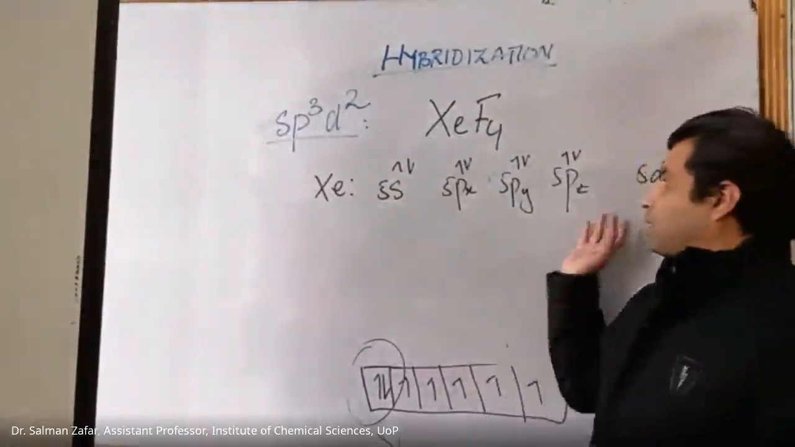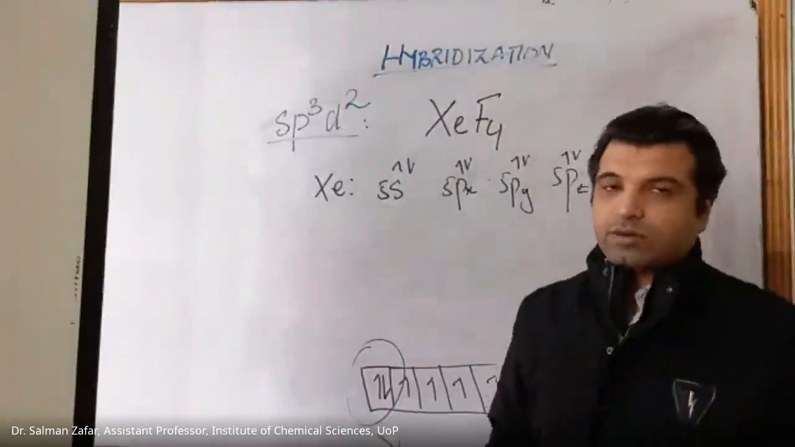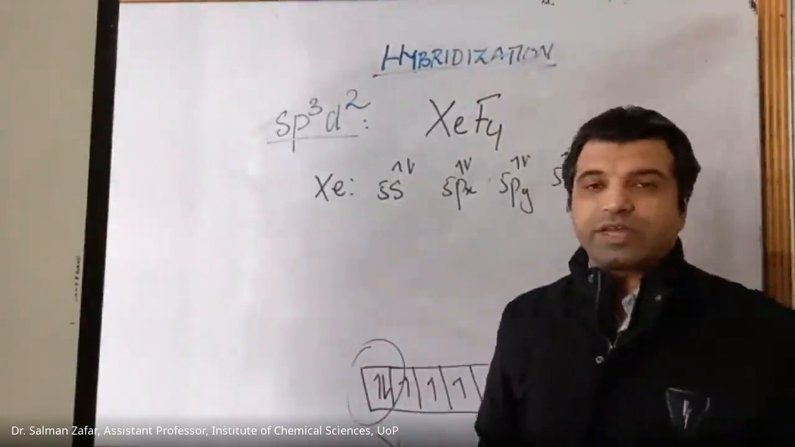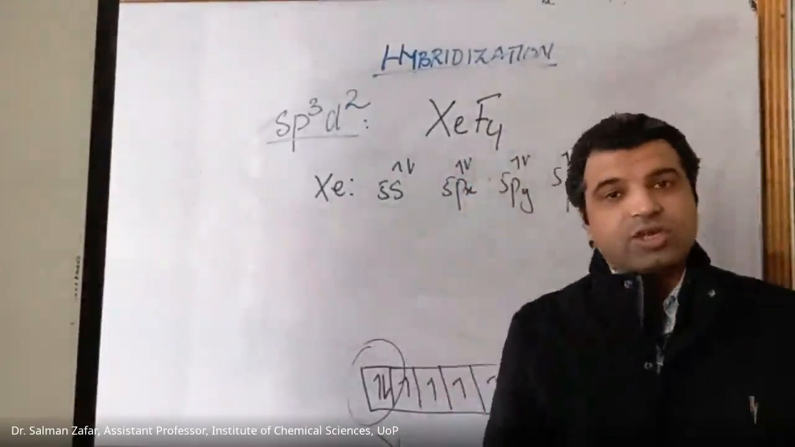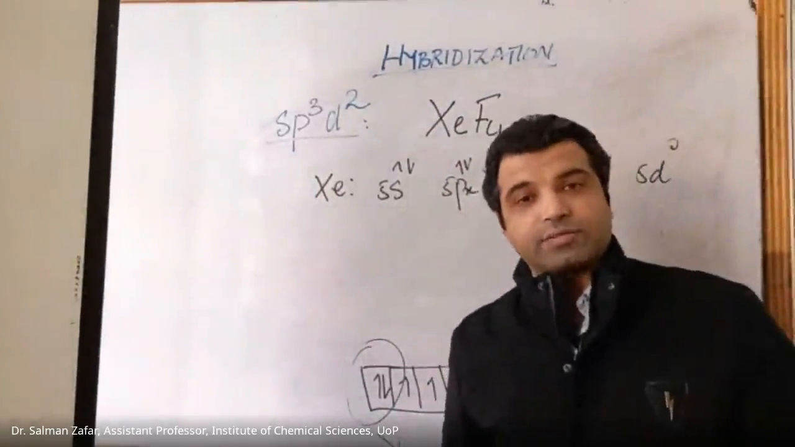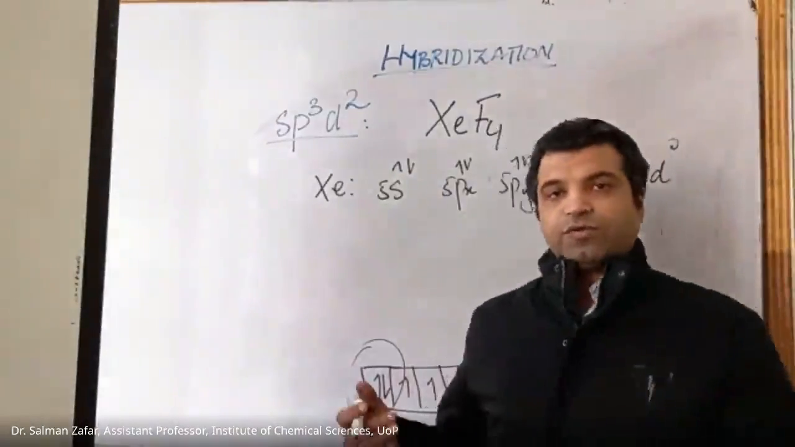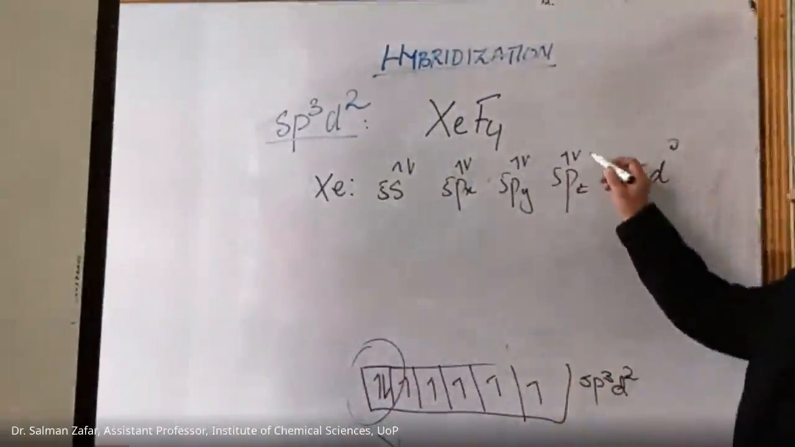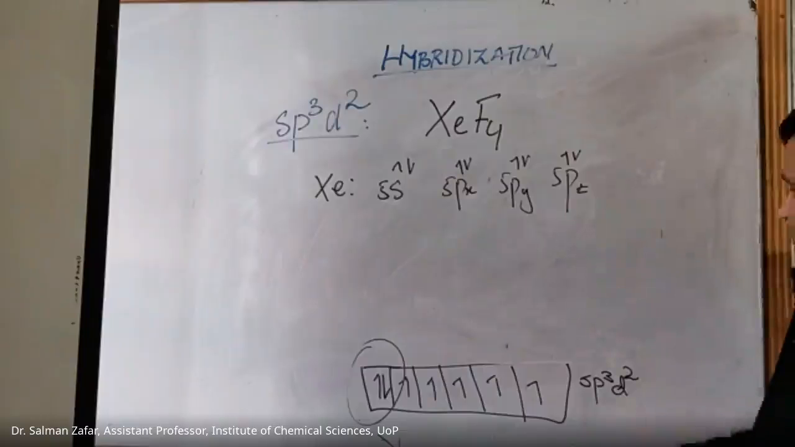But again, looking at the electronic configuration, you would think that xenon cannot form any bonds because it does not have any unpaired electron. But here in this molecule, it has attached 4 fluorine atoms. So when xenon is going to form bonds with 4 fluorine atoms, again, electrons are going to be excited. So let me draw these 5d orbitals here.